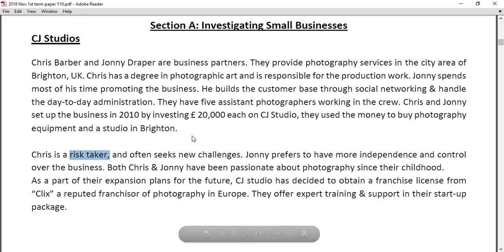Or we can say Chris seeks new challenges. Challenge is a non-financial objective. Independence and control is a non-financial objective, right? Having a passion about this, following personal satisfaction, because you can see Chris and Johnny are passionate about photography. So personal satisfaction is a non-financial objective, right? So you can write like that. You can see I got a very good answer.